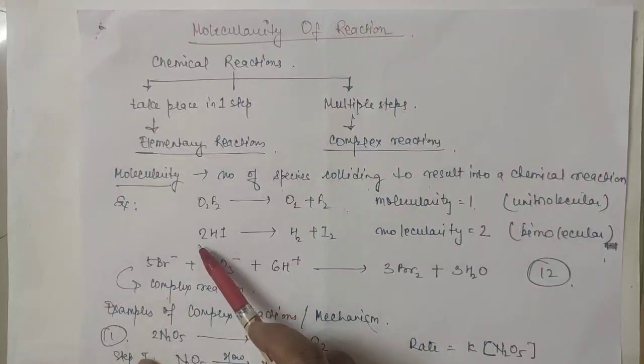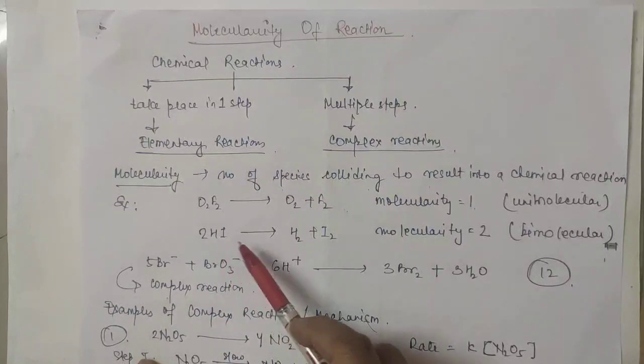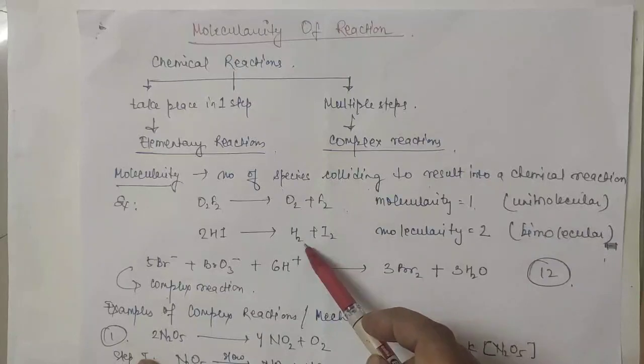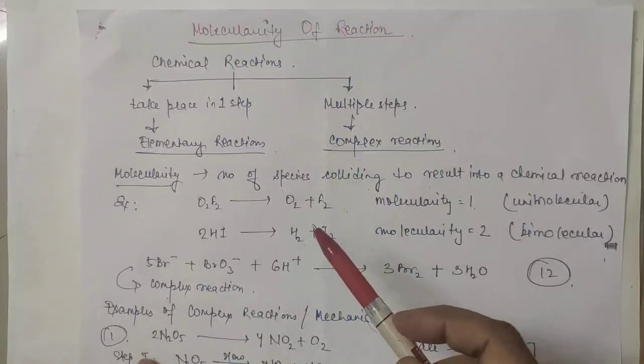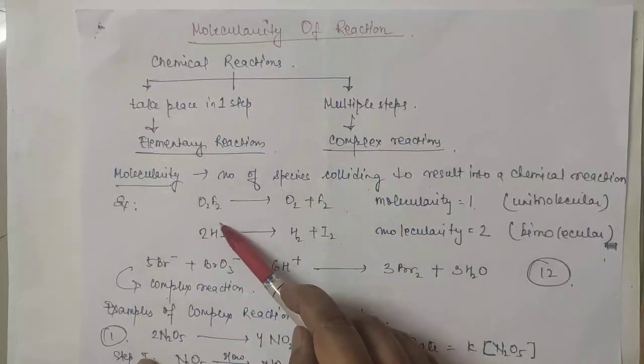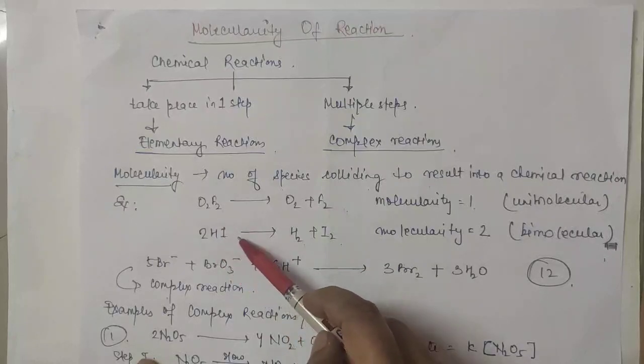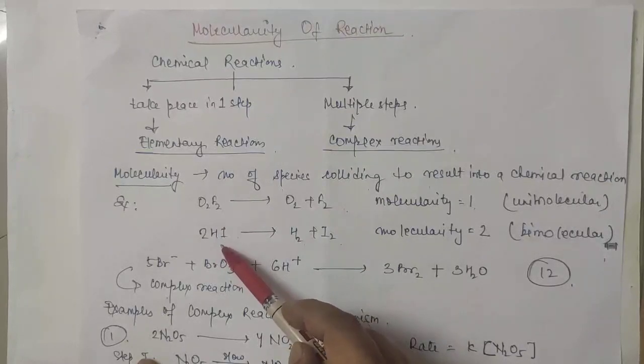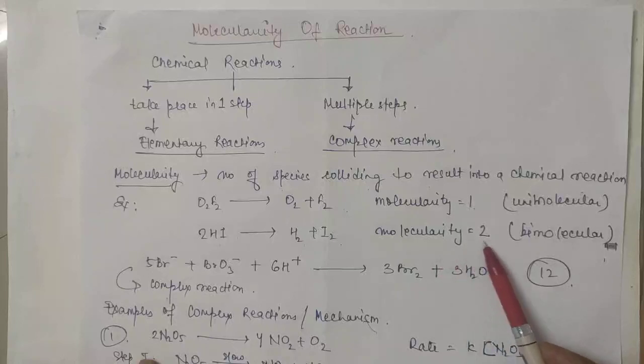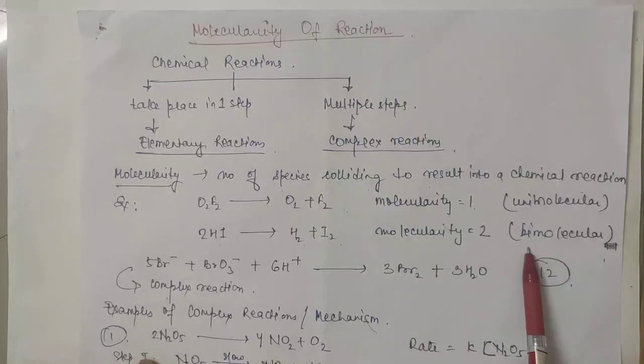Take this reaction. 2HI gives 1 molecule of H2 and 1 molecule of I2. Now since 2 molecules of HI, hydrogen iodide, are required to carry out this step, the molecularity of the reaction is 2 and the reaction is known as a bimolecular reaction.